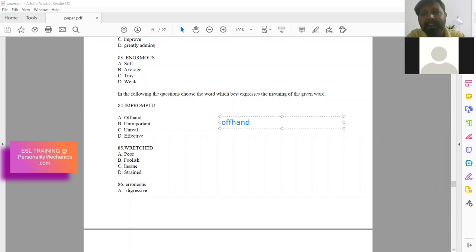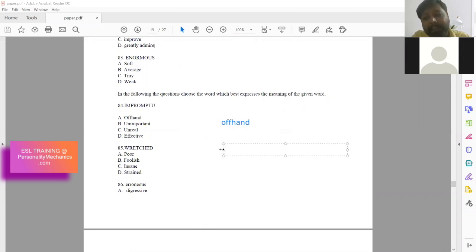The idea that I can share with you is this: offhand is, I haven't read about it, I do not have a lot of information, but whatever I know about a particular piece of information offhand is this. That is impromptu, something that is spontaneous. Unimportant will mean something that is not important. Unreal will mean something that is not real. And effective means something that has the potential of causing an effect. So that's the understanding for offhand.